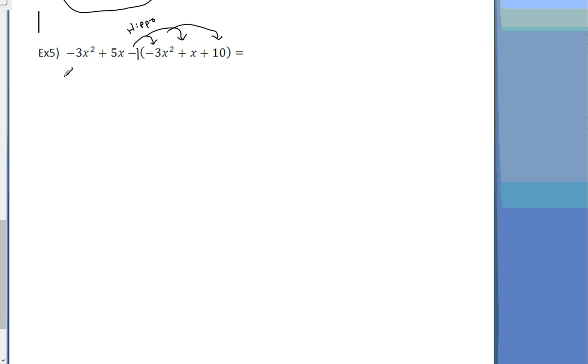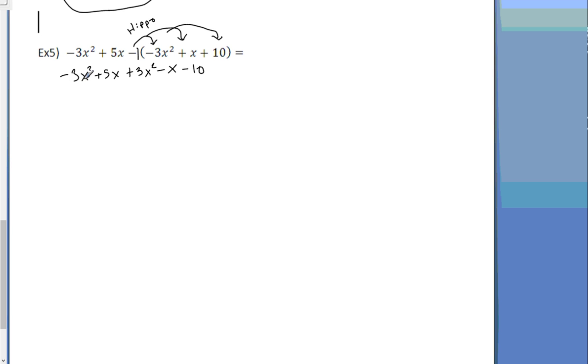So let's do that. I'm not going to mess with the first number. I'm not going to mess with the second number. I'm going to now do negative 1 times negative 3x squared is positive 3x squared. Negative 1 times x is negative x. Negative 1 times 10 is negative 10. Now, by now, you don't have to be circling these anymore. All you want to do is combine them. So I think by now you understand what the chunking looks like. But that's what we're going to be doing now.